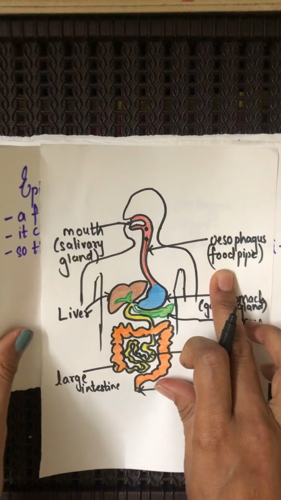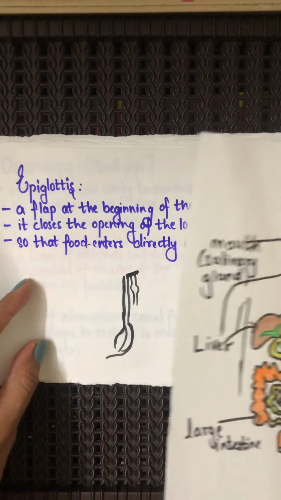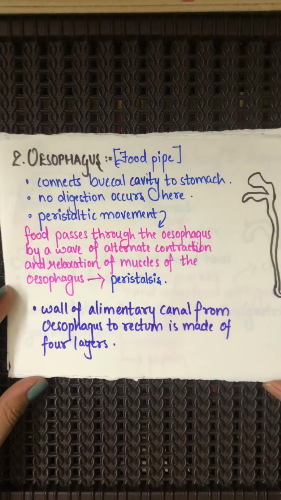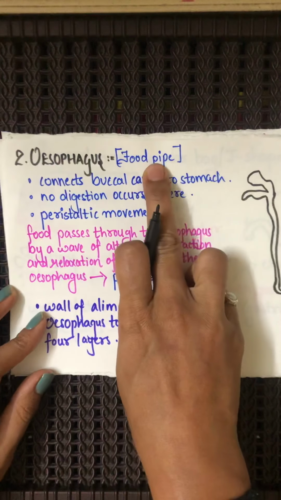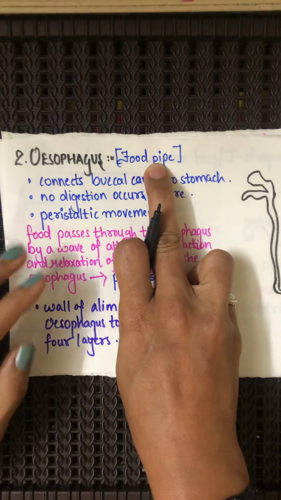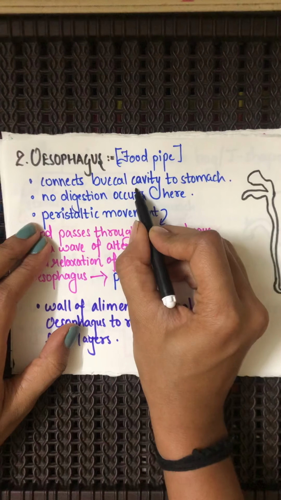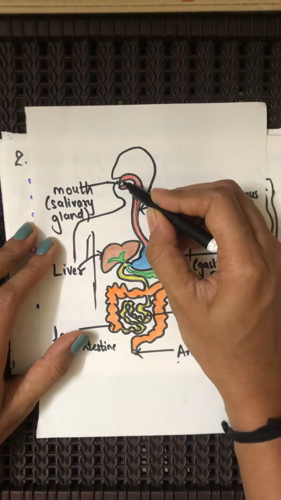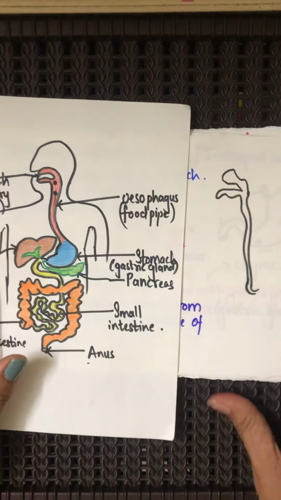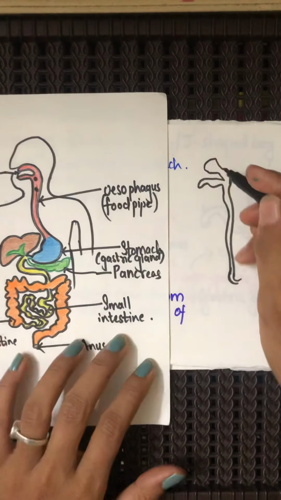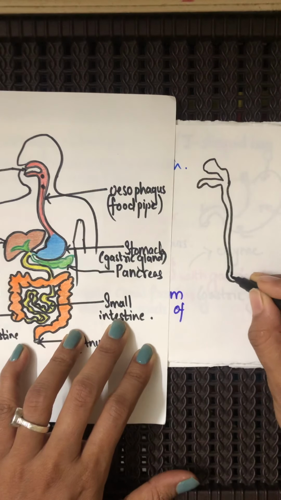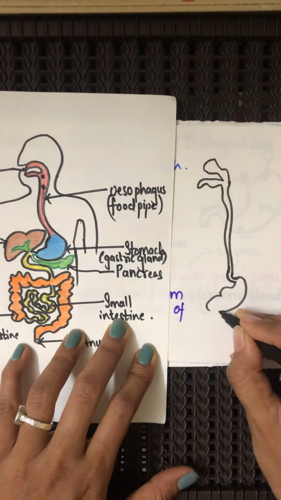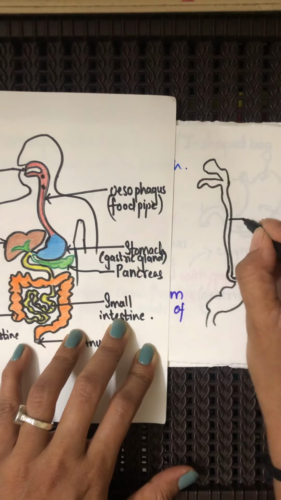So now we shall be talking about the esophagus, which is also termed the food pipe. Now here what is it? It connects the buccal cavity to the stomach. Yes, as we can see in the diagram, it connects the buccal cavity with the stomach. So something like this. It is connecting the mouth with the stomach.